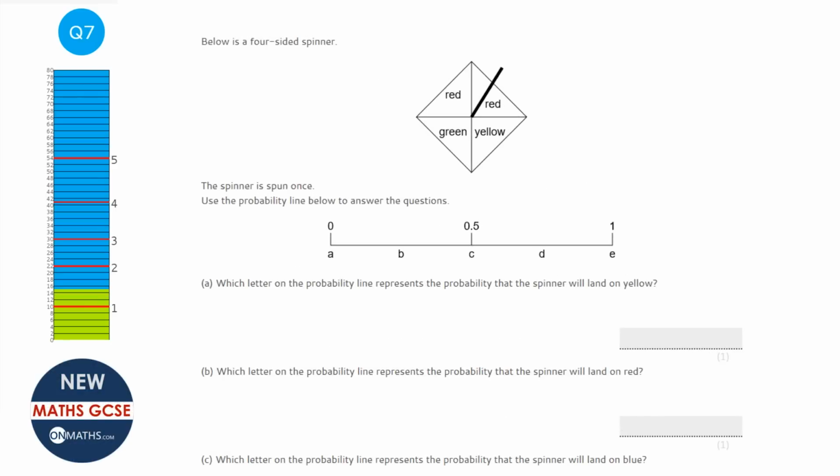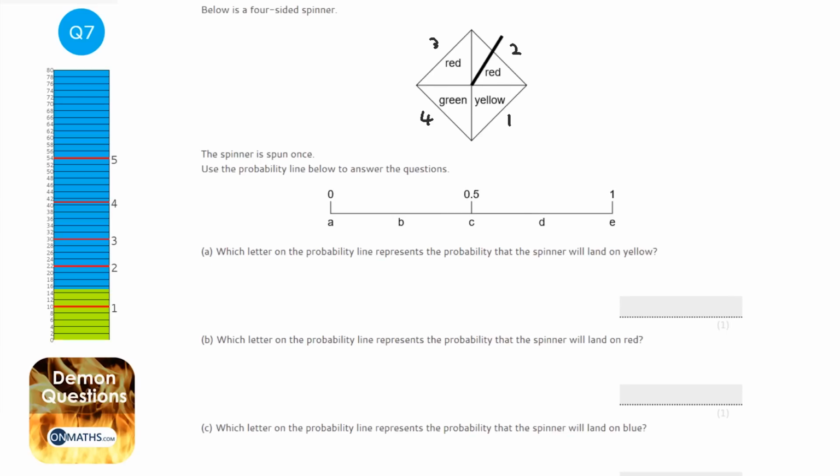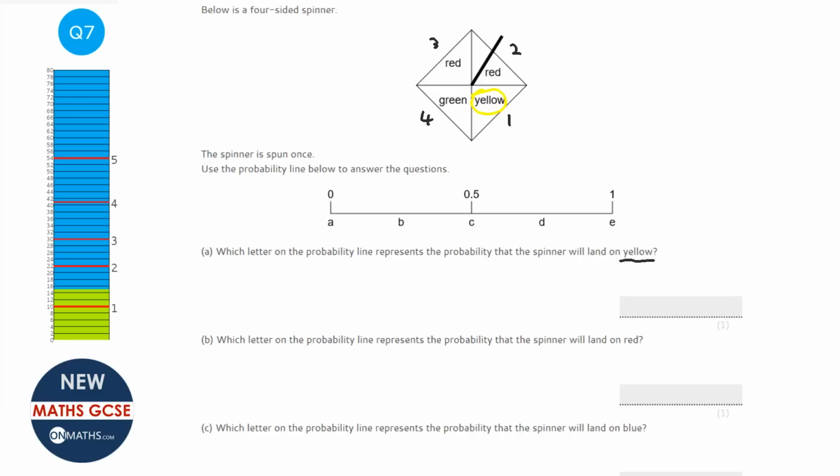So the first thing to look at in this question is how many sides has the spinner got? So we've got 1, 2, 3, 4 equally sized, equally spaced out sides of that spinner. So any one of those colours is going to be a quarter chance. So let's have a look. What letter on the probability line represents the probability the spinner will land on a yellow? So there is 1 yellow on that spinner, and so therefore it's going to be a quarter chance.